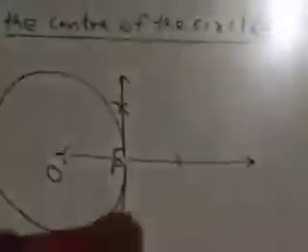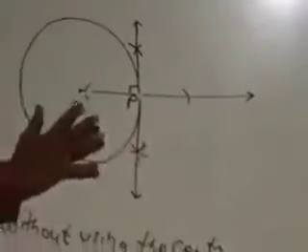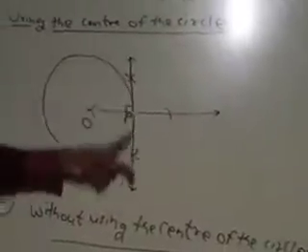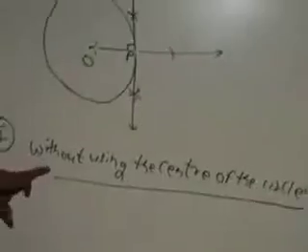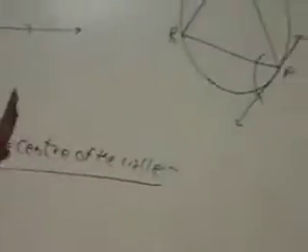Then this is the tangent line at the point P on the circle with center O. This is using the center. Second type, without using the center of the circle.